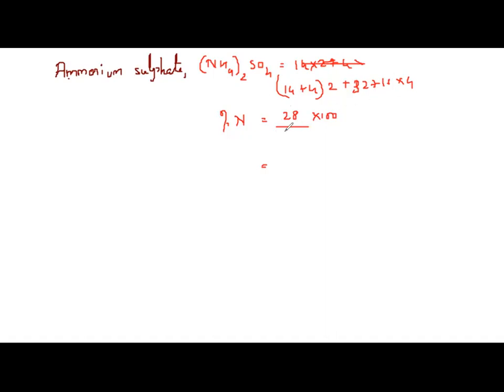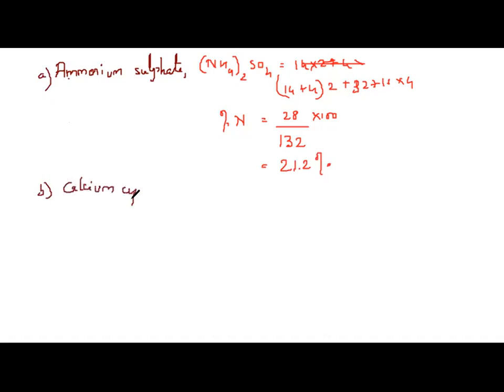So here the molecular mass comes out to 132. So 28 divided by 132 into 100, the percentage of nitrogen comes out to 21.2%. Okay, this is option A. Now option B.